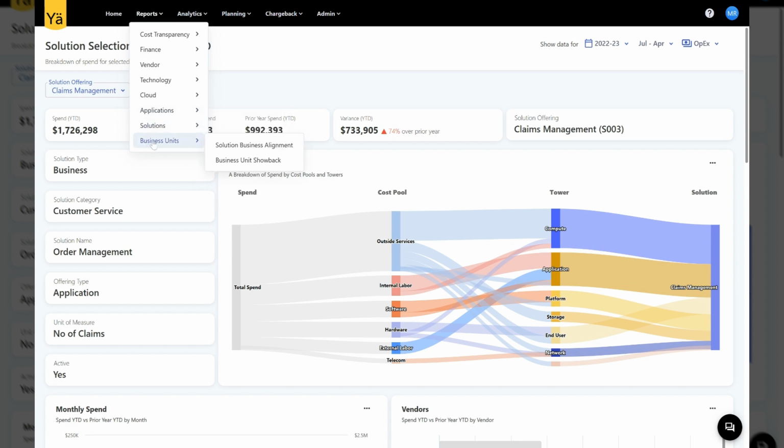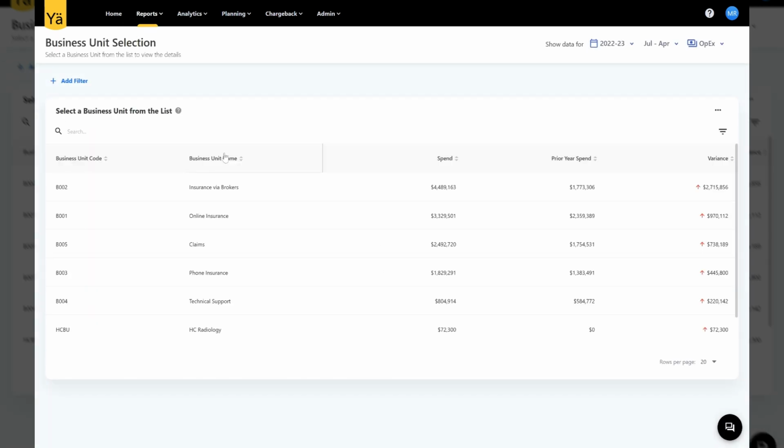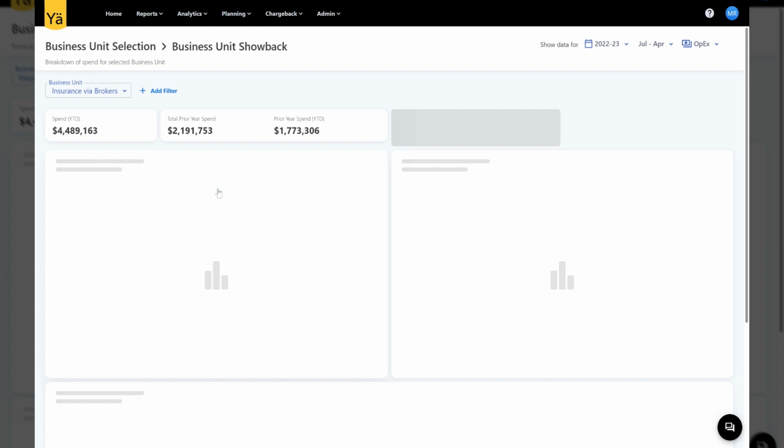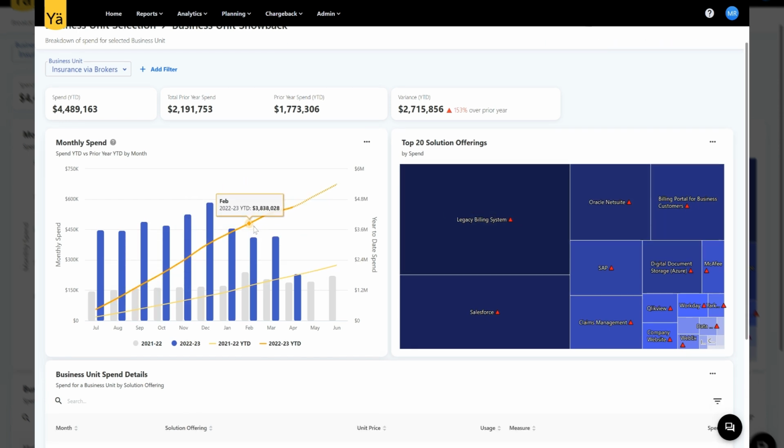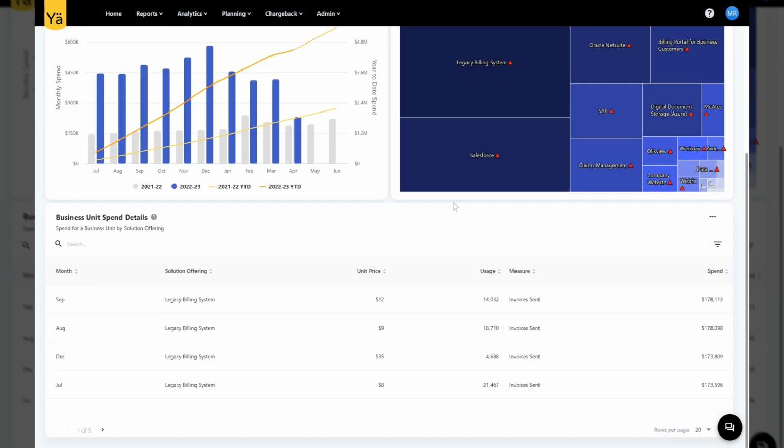Lastly, we can align all of this cost to our business units. So if we want to understand, let's say I'm an insurance organization, I have multiple business units. I can look at my insurance for progress and I can see what systems are they using, how much are they using of it, and what is it costing us, and how is it trending. So who are my cost drivers from a cost perspective across the system? So I can see here my legacy billing system and how the cost has been trending over time.